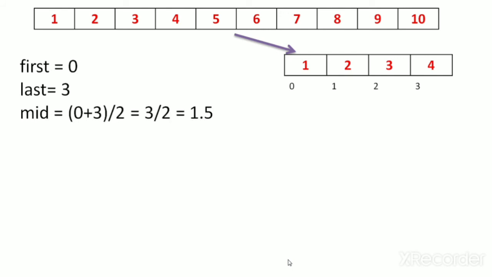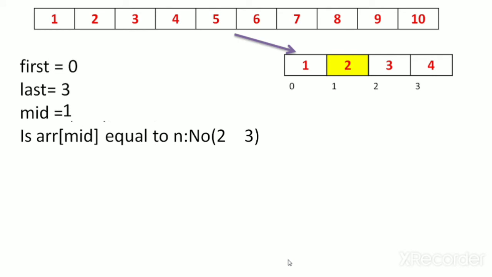And now let's calculate the middle. Middle is 1.5, but that's not possible, so we'll take it as 1. And in this case the 2 is the middle. Then again it checks if ARR mid is equal to n, which is not true. 2 is not equal to 3.